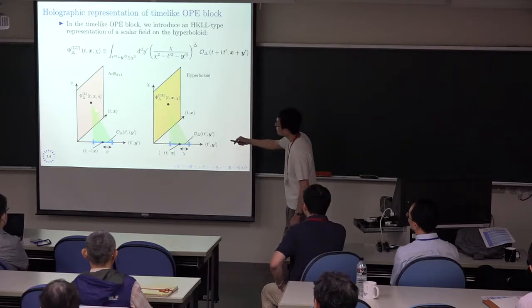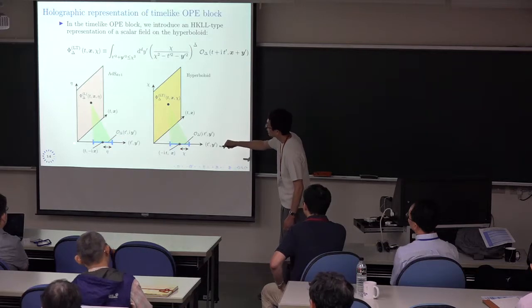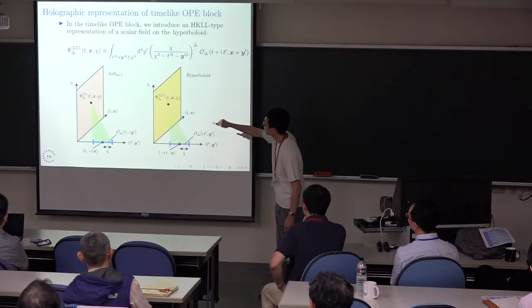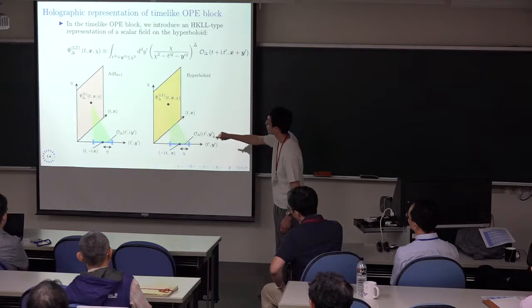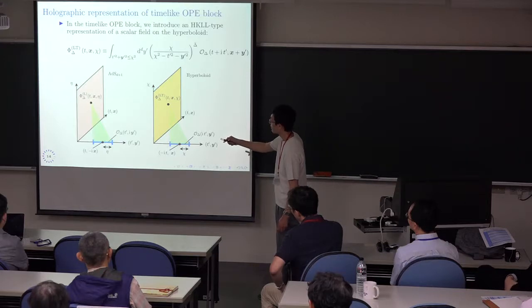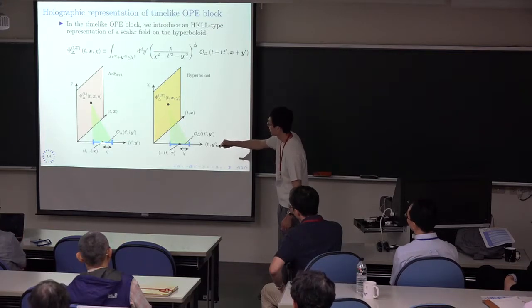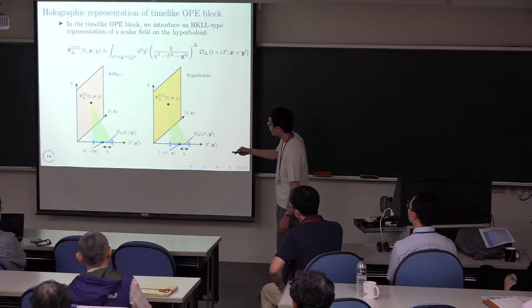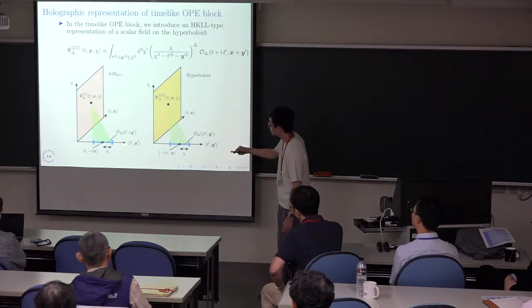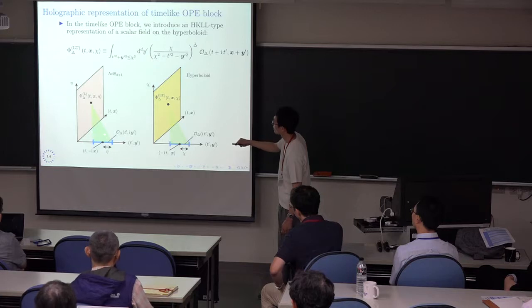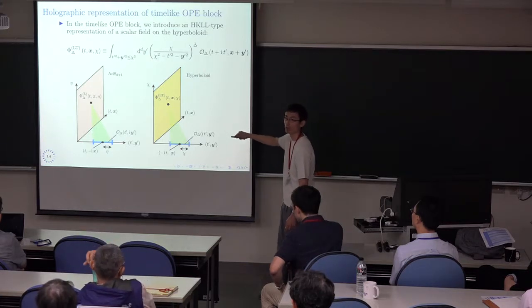This is a picture illustrating the HKL construction and its counterpart in the timelike case. In the HKL representation, this is my Lorentzian Minkowski slice, and this is AdS space in Lorentzian signature. Eta is the Poincaré coordinate. To construct a bulk scalar field, you first prepare a state in Euclidean signature. This is the Euclidean space, R^d. You first prepare your state on this slice, and you propagate this state using the HKL kernel to the Lorentzian signature. So this is a picture of the HKL.